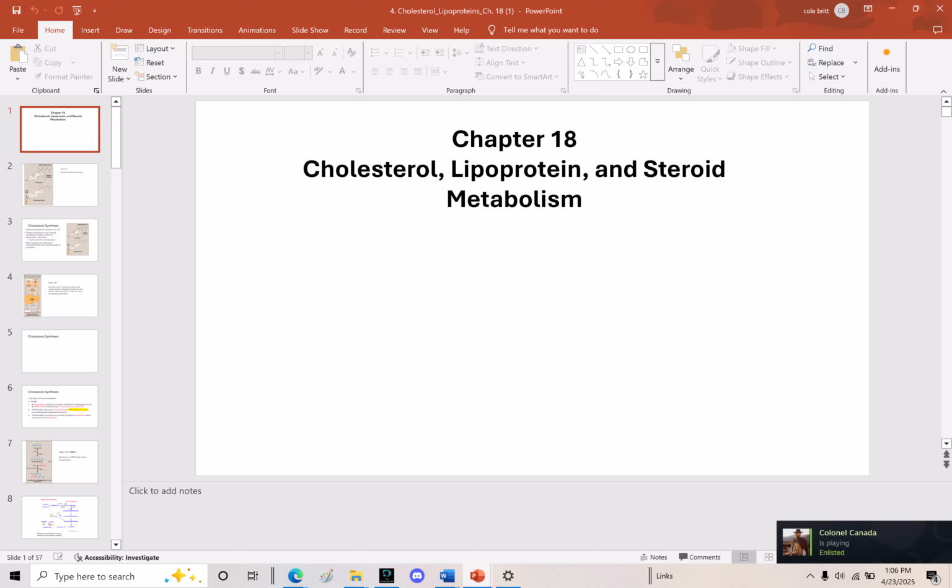So we're synthesizing fatty acids. What's the starting material? Acetyl-CoA. When we're making ketones, what's the starting material? Acetyl-CoA. When we're making cholesterol, what's the starting material? Acetyl-CoA.